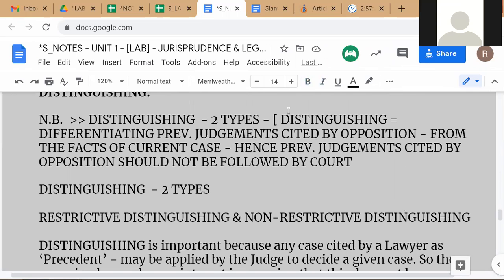Okay, so if the court agrees with their view, then you're in trouble because the other guy is going to win the case. So you've got to learn how to distinguish, and if you are able to distinguish, then you will prevent this case from being applied.